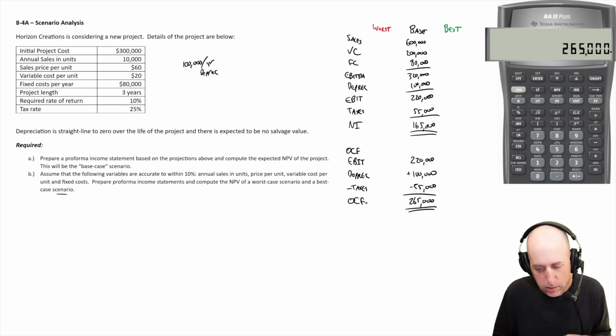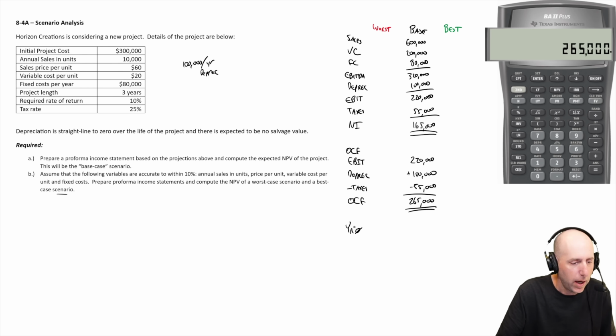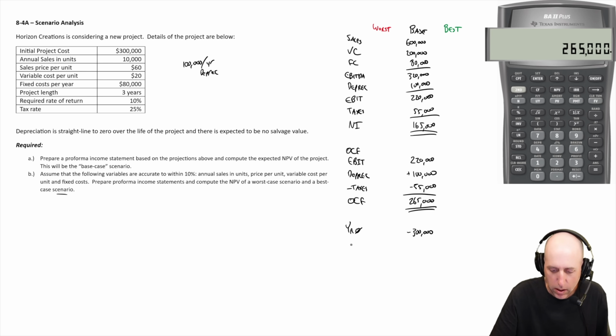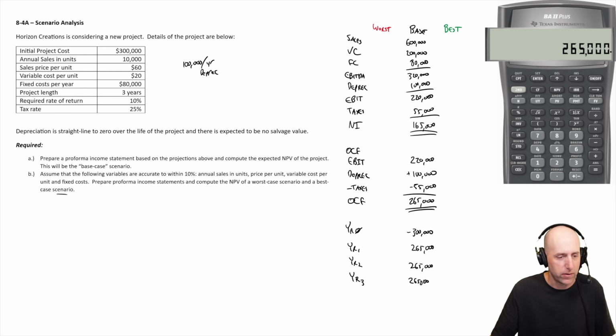We're almost to the point where we can compute net present value. What do I need to do now? Summarize my cash flows. So in year 0, I have an initial project cost of 300,000. But in years 1, 2, and 3, I have money coming in. I have 265 coming in. I can see this is going to be a positive net present value. So I have to discount these cash flows.